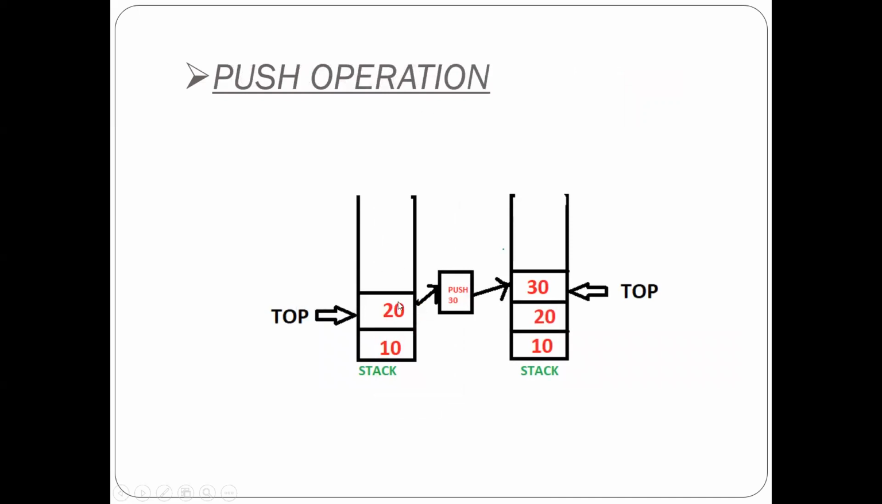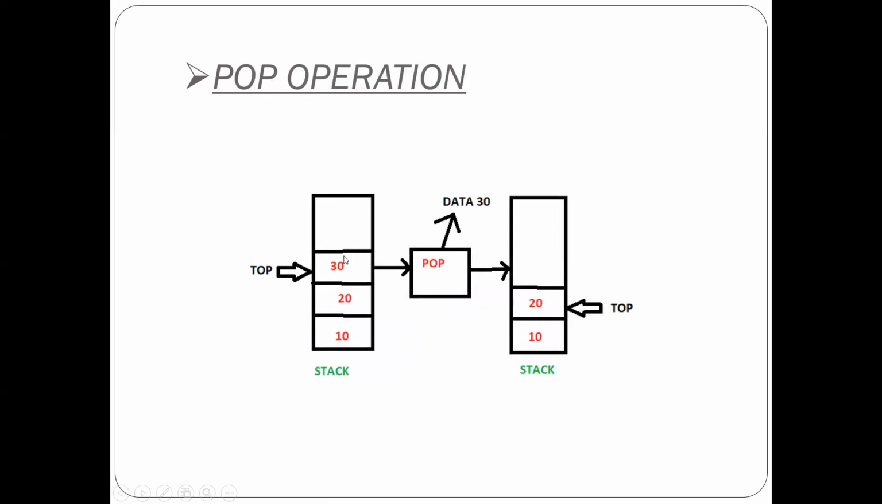Original stack is like 10, 20. So top is at the 20. If I want to insert the 30, then after insertion of the 30, top will be shifted from 20 to 30 here. Okay. Similarly, for the pop operation, original stack top end is at the 30. I'm going to delete this 30 here. So after deletion of the 30, your top is shifted to the 20 again back here. So that means top is going to decrement here.